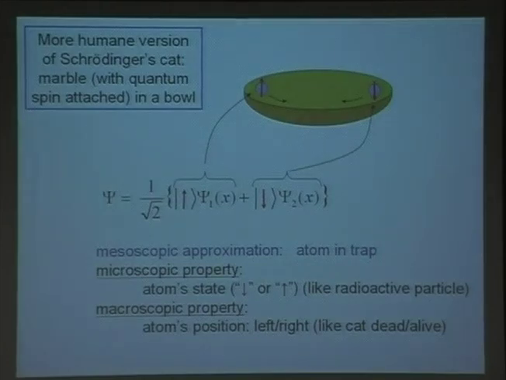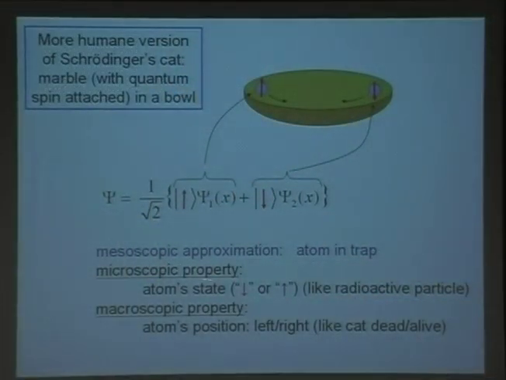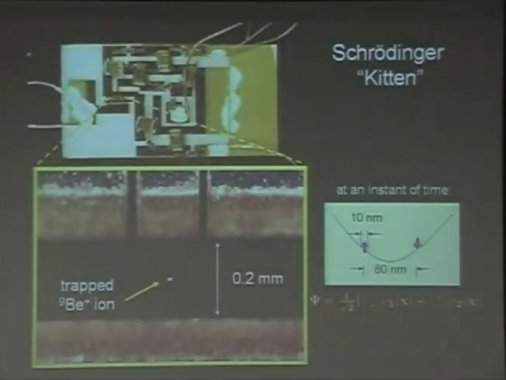The reason this mimics the Schrödinger's cat is that, like the radioactive particle, we can associate the microscopic aspect of Schrödinger's cat with the internal state of the atom, and the more macroscopic property, like the cat being dead or alive, is associated with the atom being on the left or right side of the bowl. So in our realization of this very small cat, you might call it a kitten, we're able to realize a situation where our atom, in this case a charged beryllium ion, is at some instant of time both on the left and right side of the trap, where the position is associated with different states of the internal state, the spin.